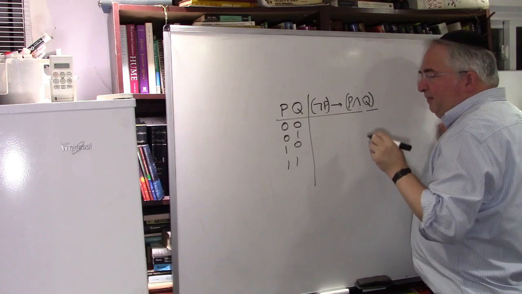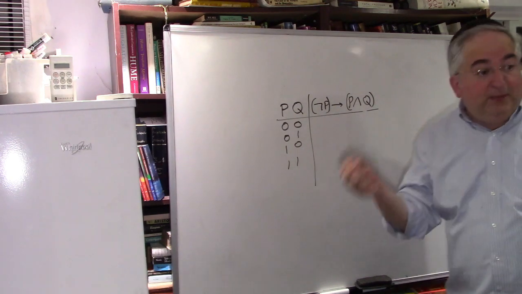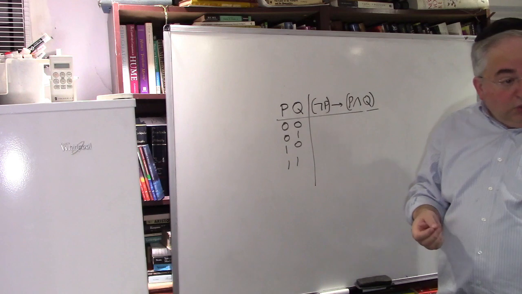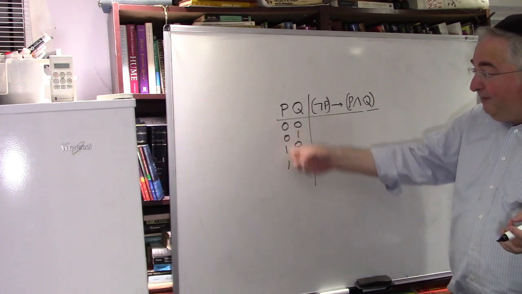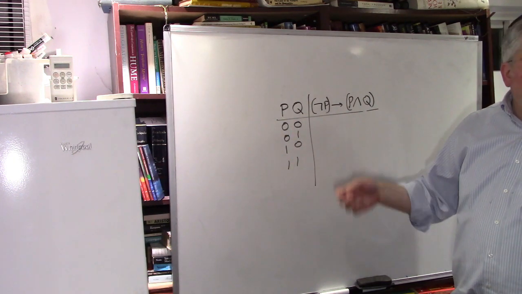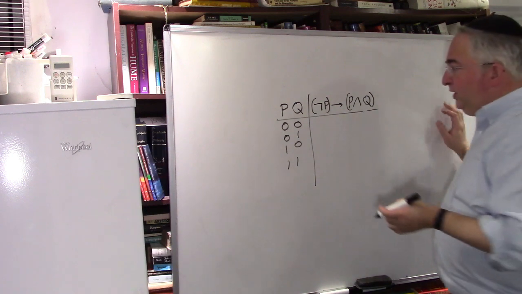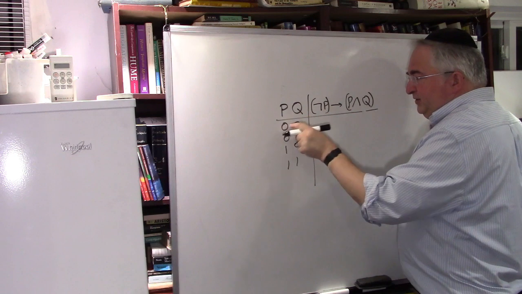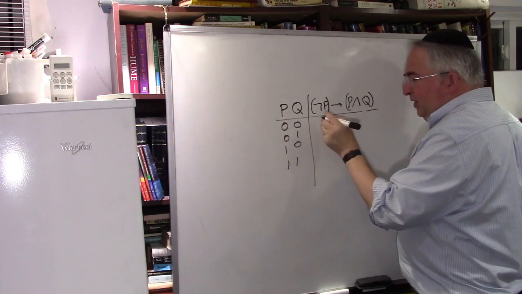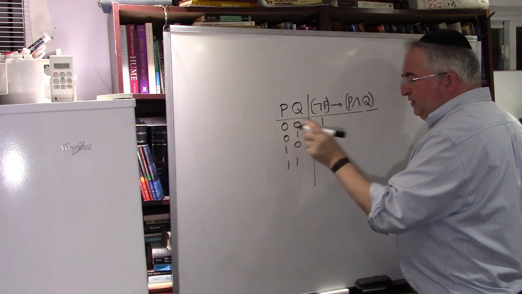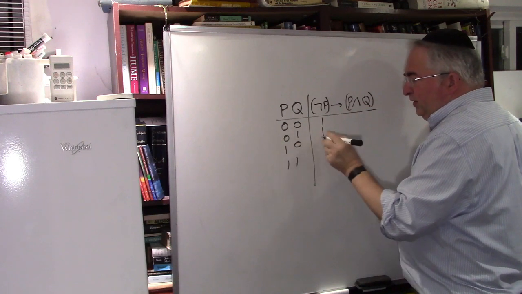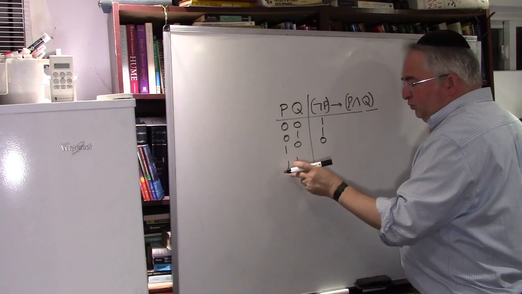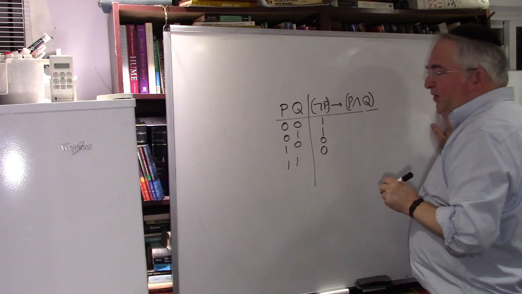Not P. What is not P? Again, I don't know what P stands for. I don't know what Q stands for, but P can have one of two values: 0 or 1. So not P would be what? If this is 0, then this will be a 1. If this is 1, this will be a 0. That's what not P is.